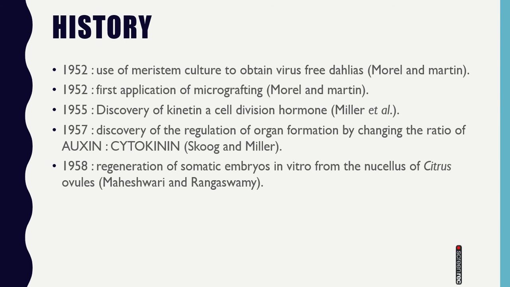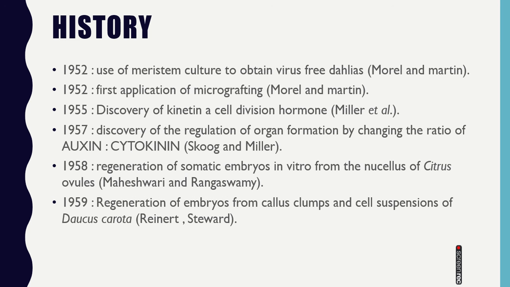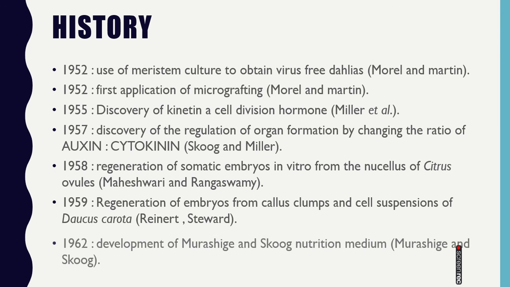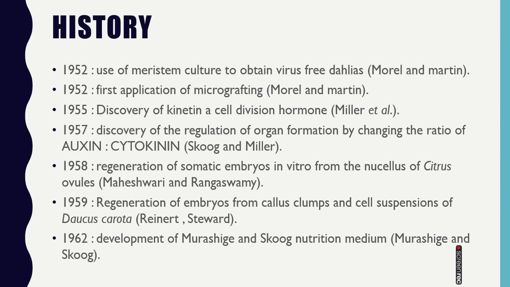of citrus ovules by Maheshwari and Rangaswamy. In 1959, production of embryos from callus clumps and cell suspensions of Daucus carota by Reinert and Steward. In 1962, development of Murashige and Skoog nutrient medium by Murashige and Skoog.